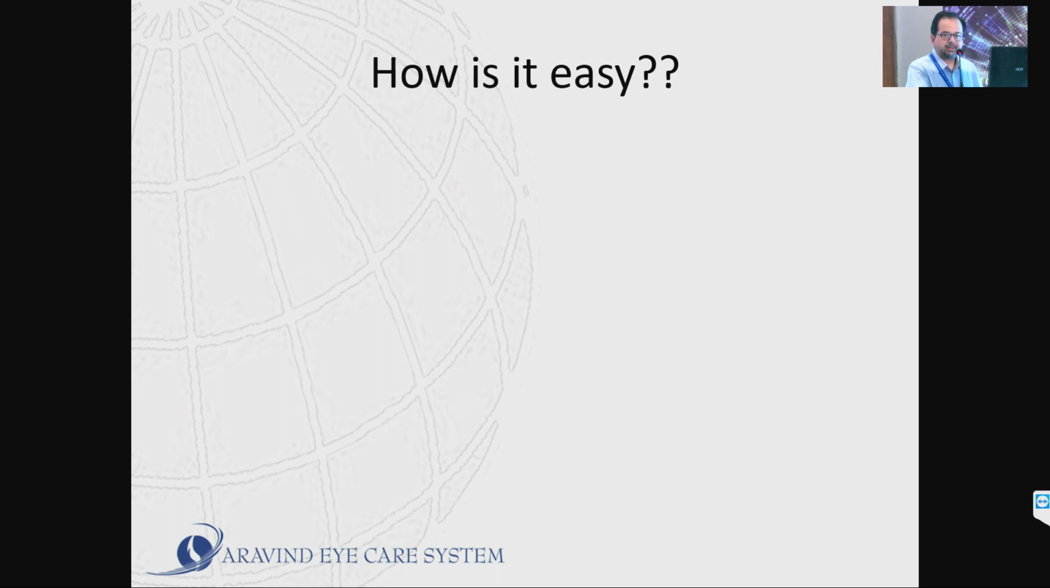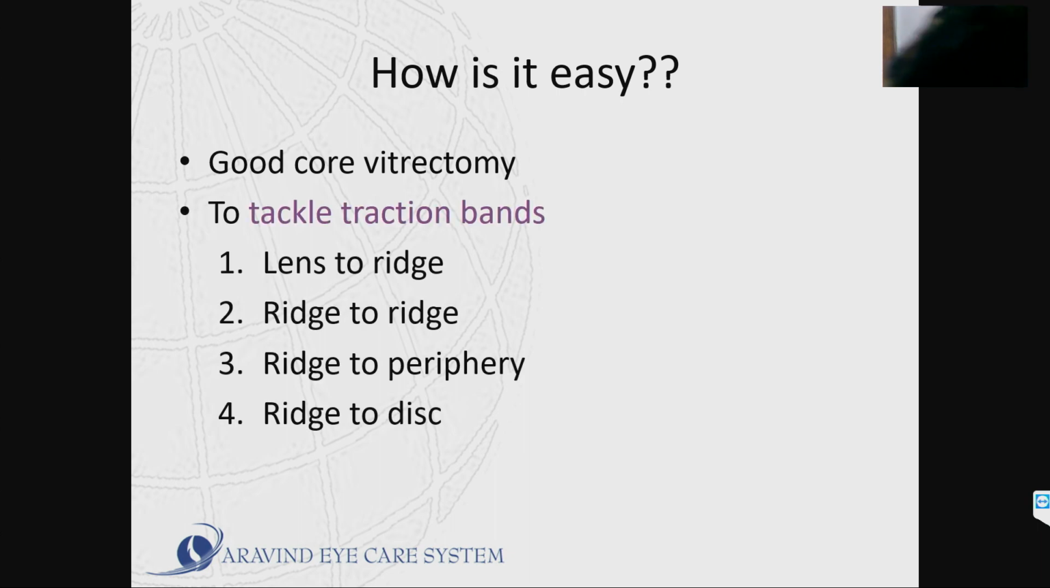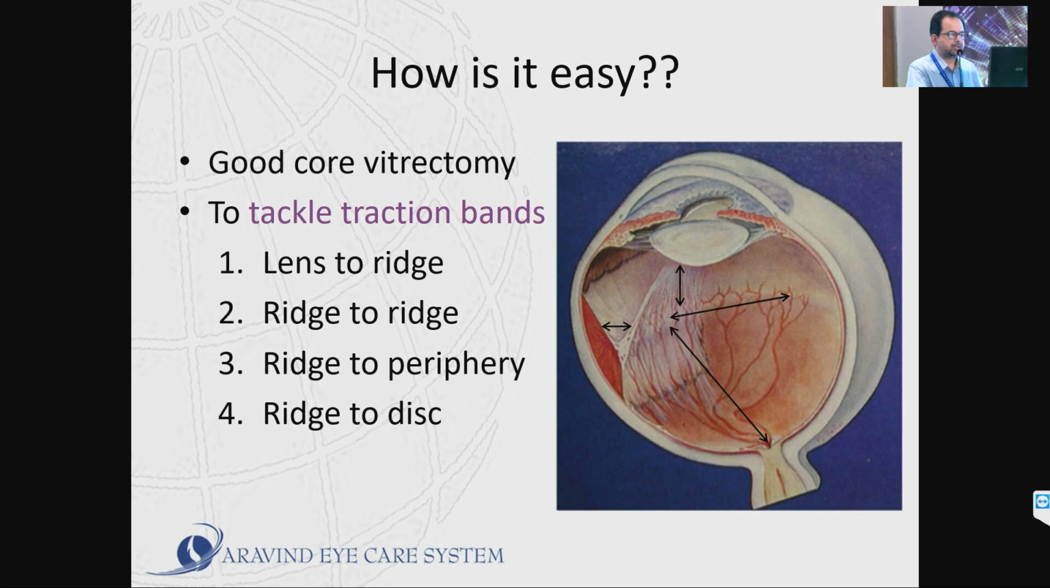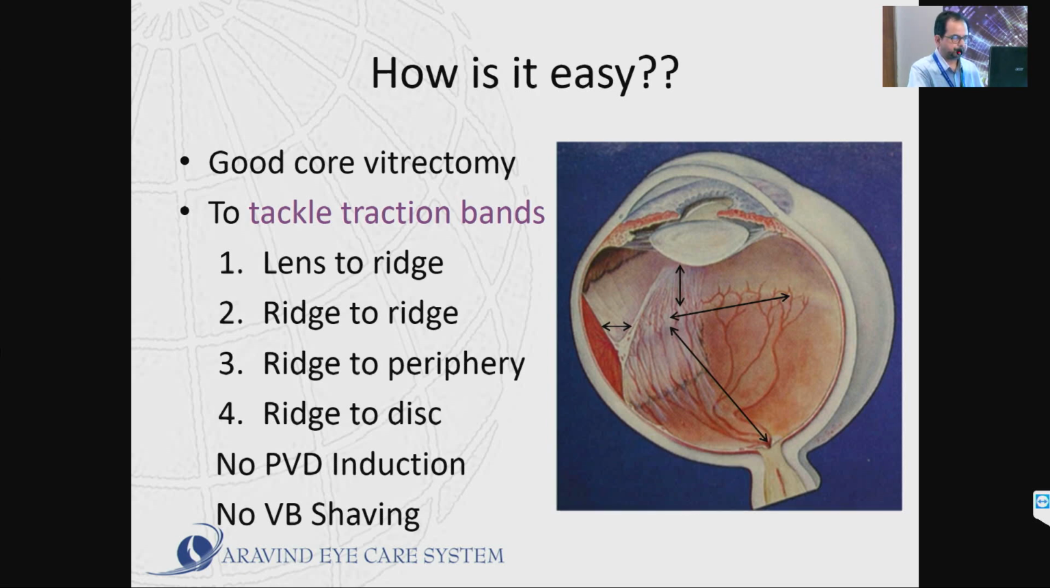And why is it easy? Because what you have to do for a lens sparing vitrectomy or any ROP surgery is just do a good core vitrectomy and tackle the traction bands. The traction bands are the lens to the ridge, ridge to periphery, and the ridge to disc. So this is all you have to do for a good ROP surgery. There is no need for doing any PVD induction, and there is no need to do any vitreous base shaving as we do in the adult for all the cases.